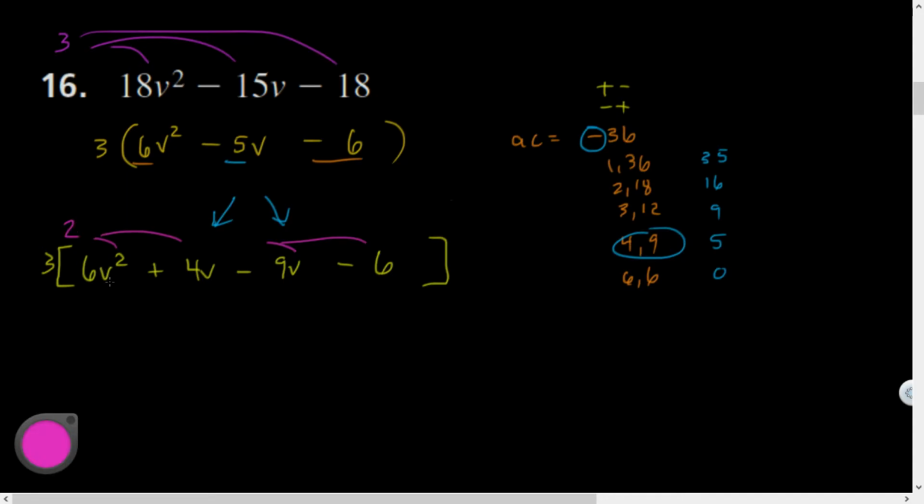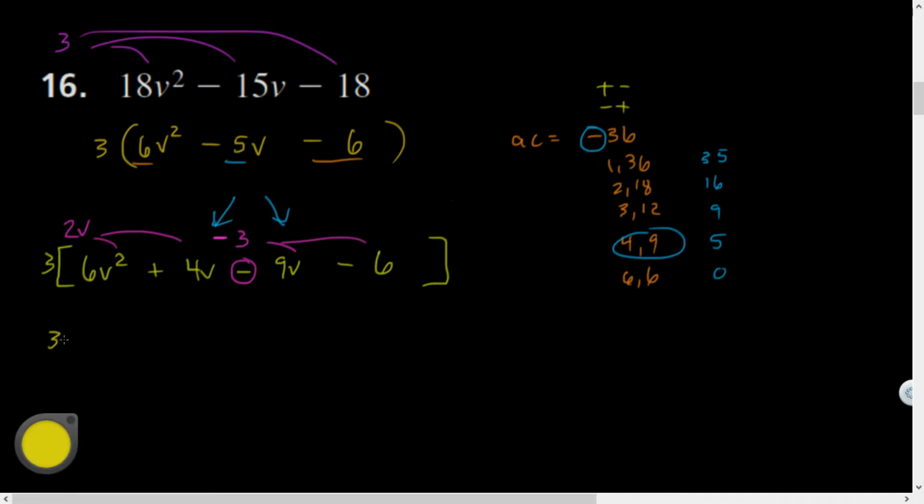2. And between v squared and v, I can only steal a v to the first. Between 9 and 6, I could steal a 3. And tell you what, because this is negative, this has to take the minus sign with it. Must do. You'll catch your mistake on the next step if you forget it. And 3 is the biggest number that goes into both of those. This one had a v, but this one didn't. So I can't take a v with me.